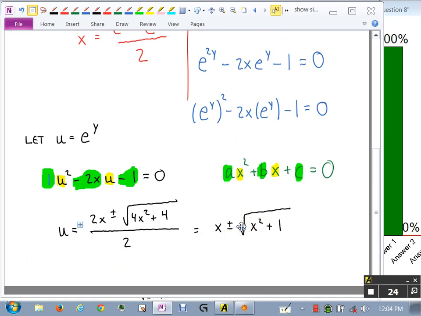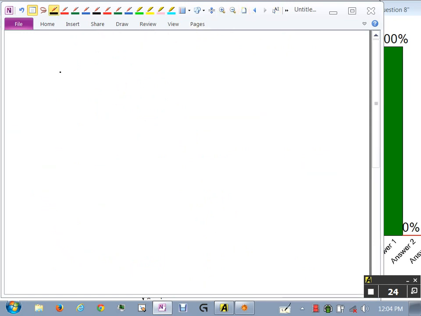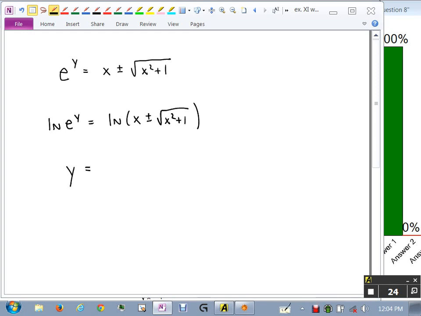Yes? Okay, but this is what u is. What was u? E to the y. So next page, e to the y, I'm substituting back, must be equal to x plus or minus the square root of x squared plus 1. And now to get y to drop out of this, which is what we were trying to do, right? Get y. Take the natural log on both sides. So the natural log of e to the y will be equal to the natural log of x plus or minus the square root of x squared plus 1. And then that means y must equal natural log of x plus square root of x squared plus 1.